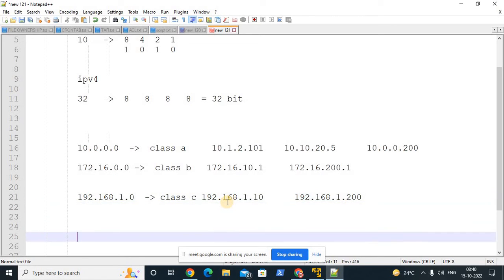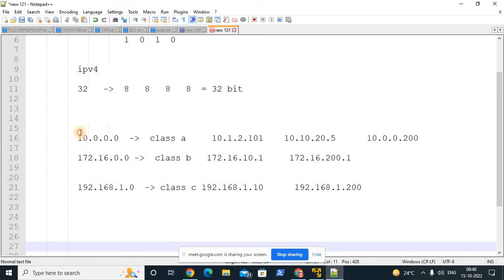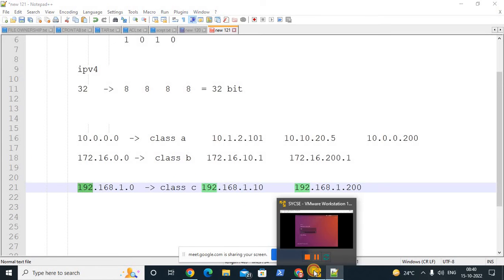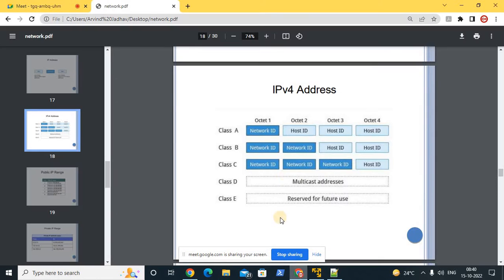Just understand it, don't worry about that. Why did I take a 10, a 172, a 192? Because these are the IP address ranges. Now we are discussing the IP address range of class A, class B, and class C. But make a note of that. We are just dealing with these IP addresses: class A, class B, and class C.